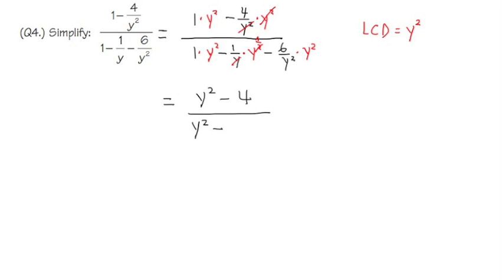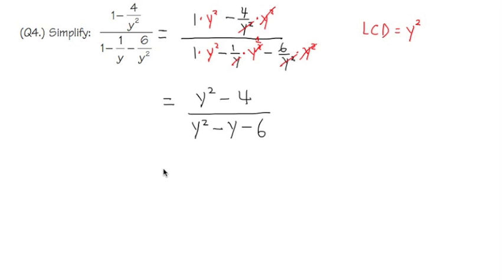So I will have minus y to the first power right here. And then minus 6 over y squared times y squared. Once again, the y squared will cancel each other out. And we just have minus 6 right here. After you multiply by the LCD, you shouldn't get any more complex fractions. You just have the big fraction, no more small fractions.